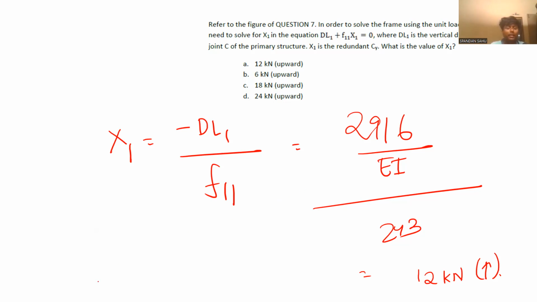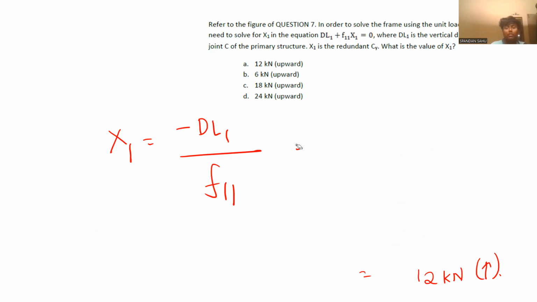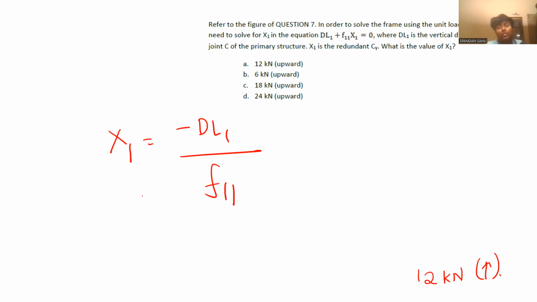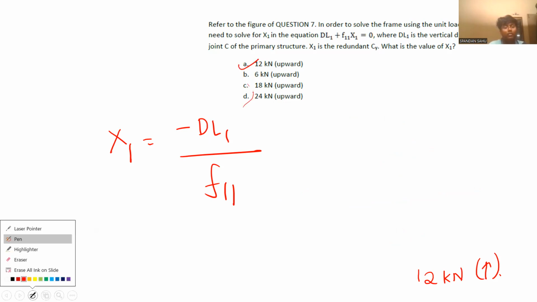You got this part, right? Yes, sir. Minus minus cancel, you get upward 12. 2916. Yes, sir, I got it.